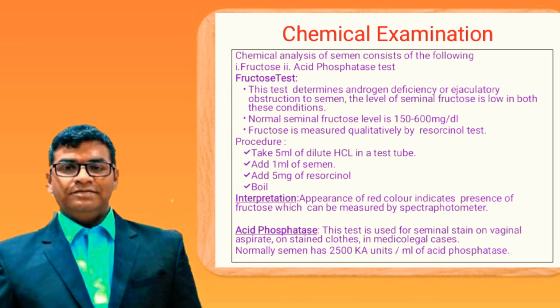Take 5 ml of dilute HCl in a test tube, then add 1 ml of semen to it and add 5 mg of resorcinol and boil it. Interpretation. Appearance of red color indicates presence of fructose, which can be measured by a spectrophotometer. Acid phosphatase test. This test is used for seminal stain on vaginal aspirate, on stained cloths, and in medico-legal cases. Normal semen has 2500 KA units per ml of acid phosphatase.